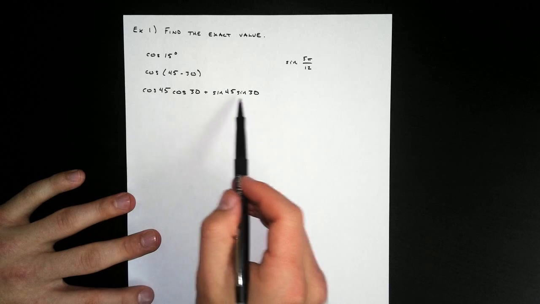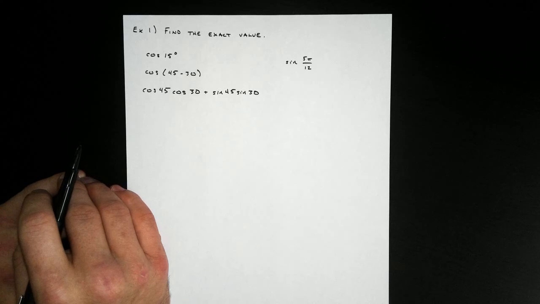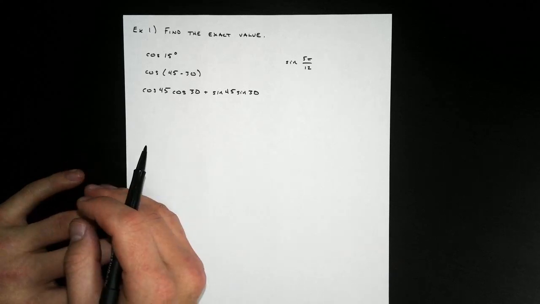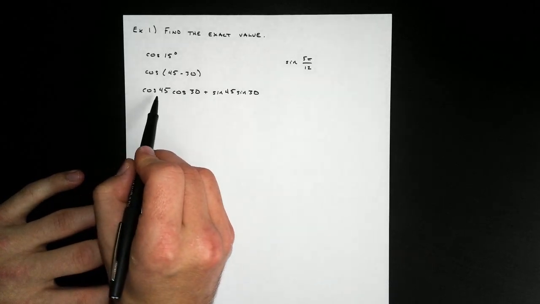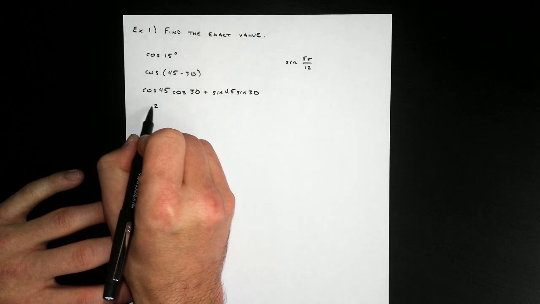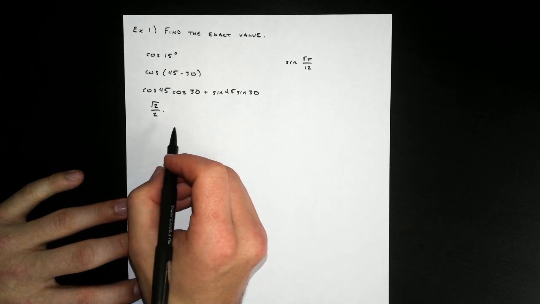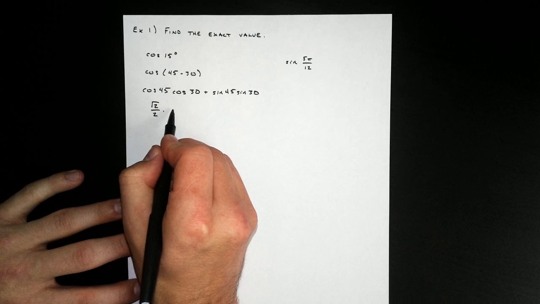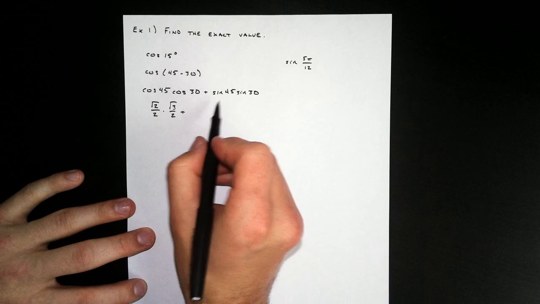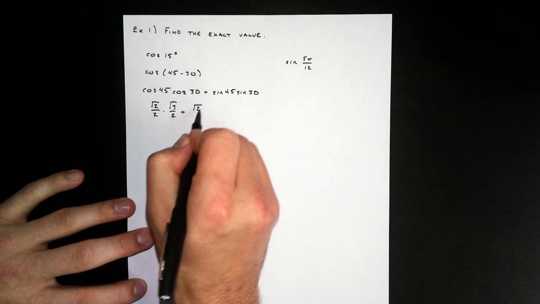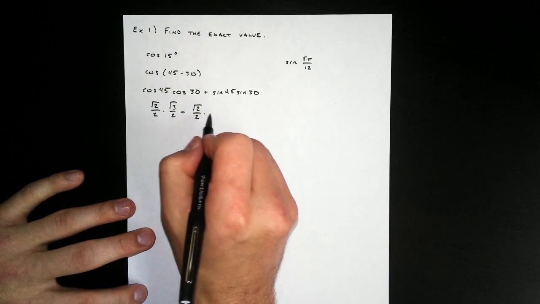Here, these are all angles that we do know how to evaluate. Because these are on the unit circle, we can substitute in the values that we know, and then do some simplifying. So the cosine of 45 is the square root of 2 over 2. The cosine of 30 is the square root of 3 over 2, and then plus the sine of 45, which is the same as the cosine of 45, and the sine of 30 is 1/2.